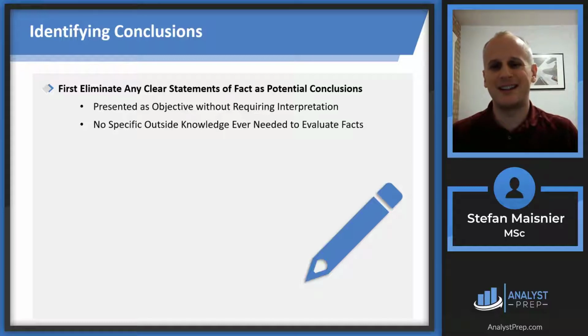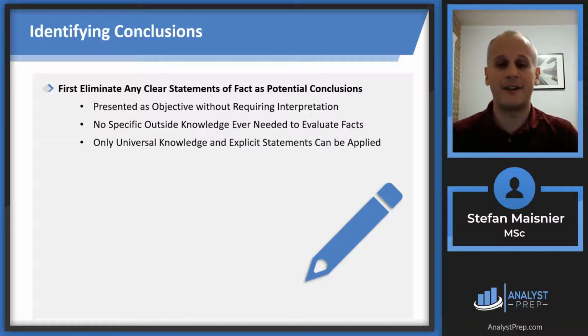Additionally, no specific outside knowledge should ever be required to evaluate your facts. You are not expected to be an archaeologist, for instance, when we're talking about those brontosauruses. Instead, you just have to rely explicitly on what is the information that's provided. Now, there are some bits of universal knowledge that may need to be applied, things that are truly global in their impact. So knowing things like the Earth has a single moon, or that when you freeze water, it becomes ice.